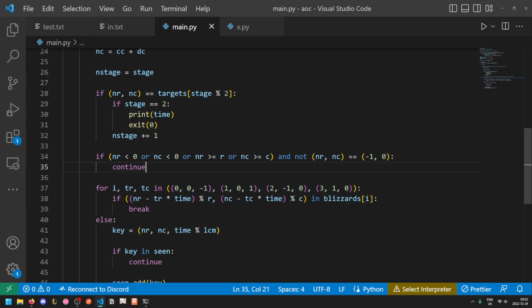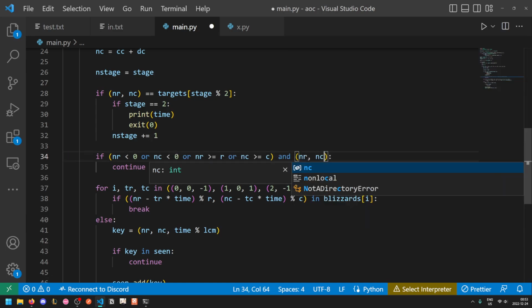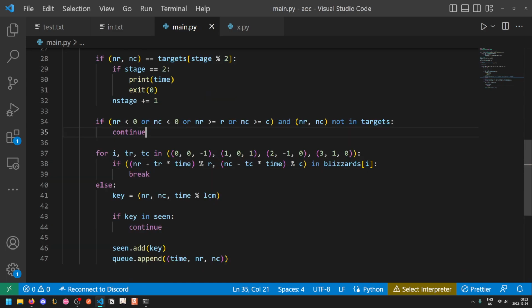We also need to add an extra check here. We're not only checking for the start gate because we might also need to wait around in the end gate. So we're going to say and NR and C not in targets. Targets is basically the list of our 2 gates. So we want to skip if we're in a gate. Additionally, we don't want to do blizzard checks if we're in the gates because the gates do not have blizzards in them. So we can skip over this by doing a bit of wraparound logic.